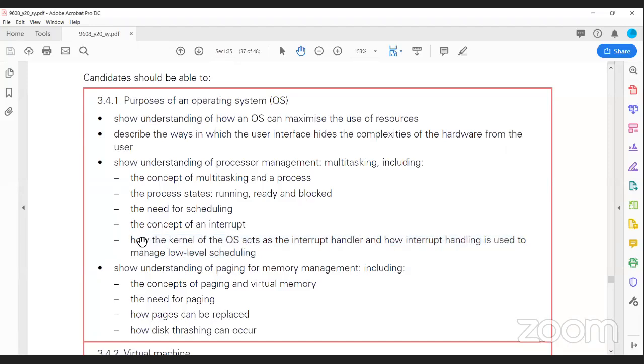So how the kernel of the operating system acts as the interrupt handler and how interrupt handling is used to manage low-level scheduling under the purpose of operating system, and related to multitasking and concepts of multitasking with the process states.